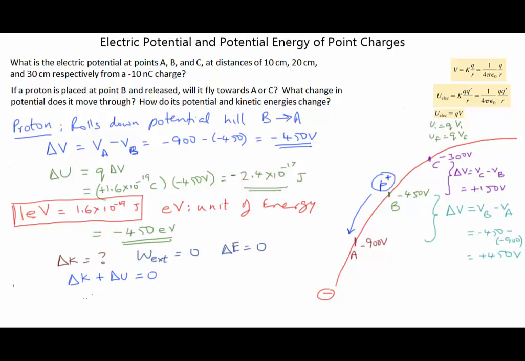And we know delta U, so I can put that in here. Delta U is minus 450 electron volts. That's 0. And when I solve for delta K, I will get plus 450 electron volts. So we've answered all the different parts of this question. So when I release a proton at point B, it's going to fly towards A. As it does that, it's going to go to a point of lower electric potential. Correspondingly, it's going to go to a point of lower electric potential energy. And as it does that, because total energy is conserved, the kinetic energy will increase by the same amount.